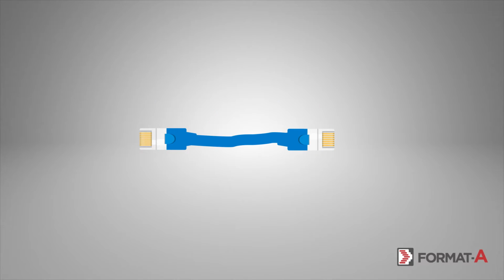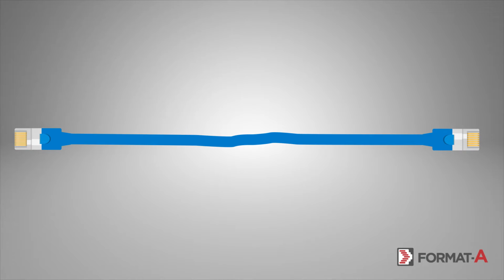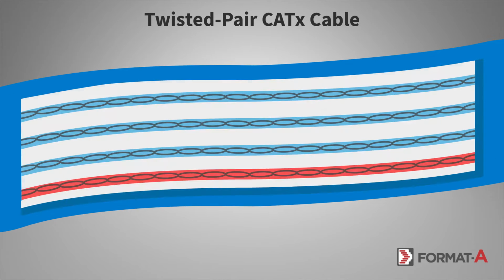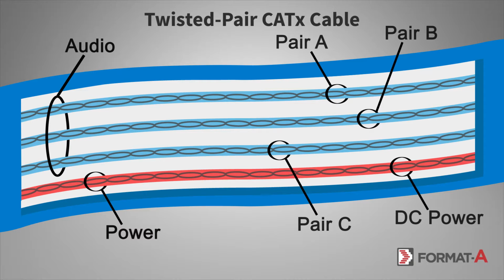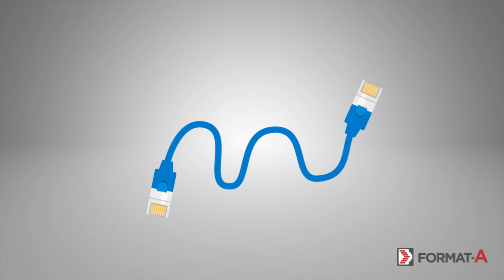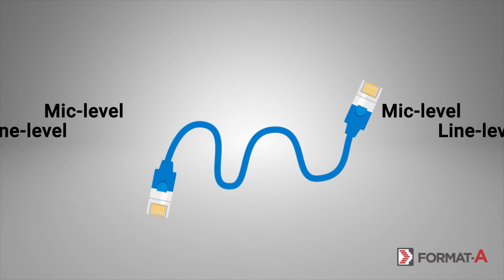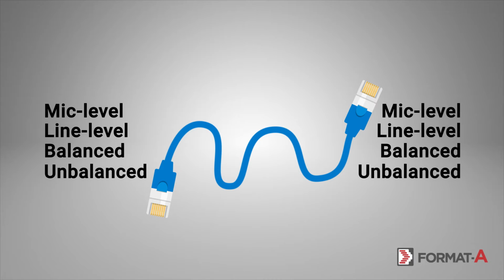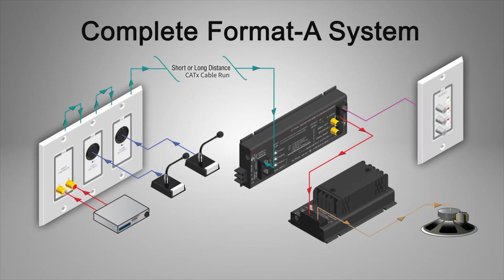Format A is an audio transmission solution that provides short or long-distance audio transmission over twisted pair cable. Each cable run carries 3 audio signals and DC power for remote Format A modules. All audio formats can be connected to each end of the path: mic level, line level, balanced, or unbalanced. An entire Format A distributed audio system can be configured over standard CATx cables and connectors.